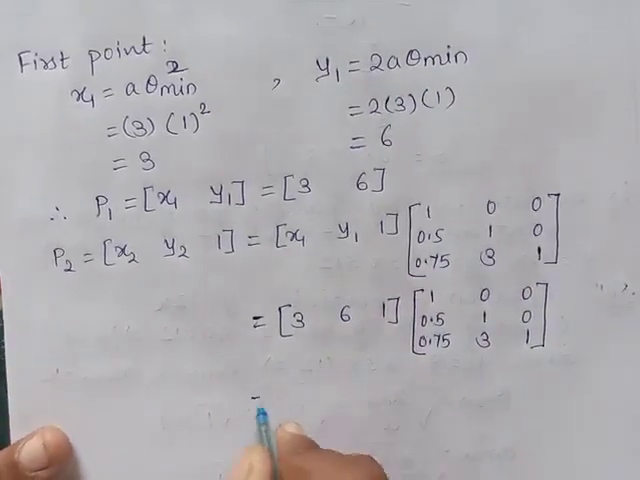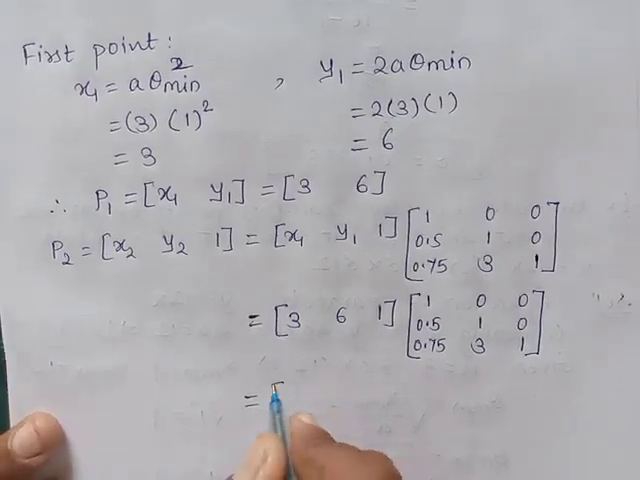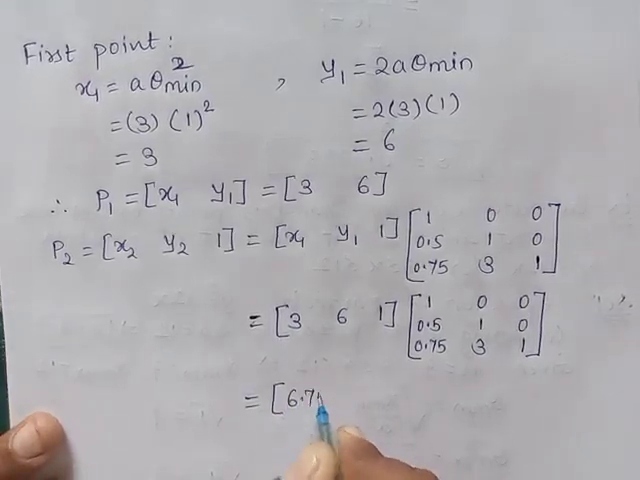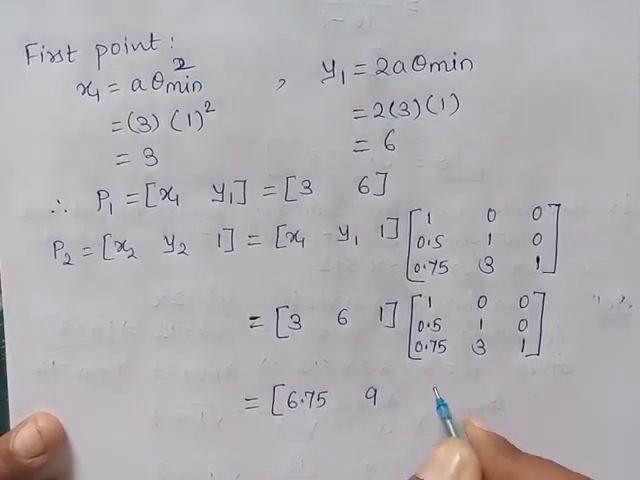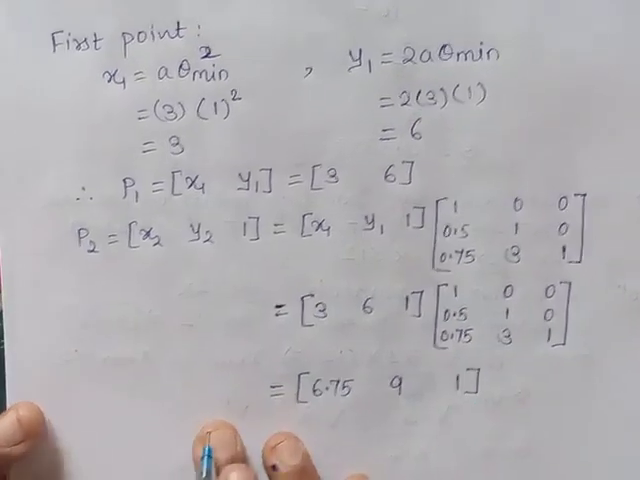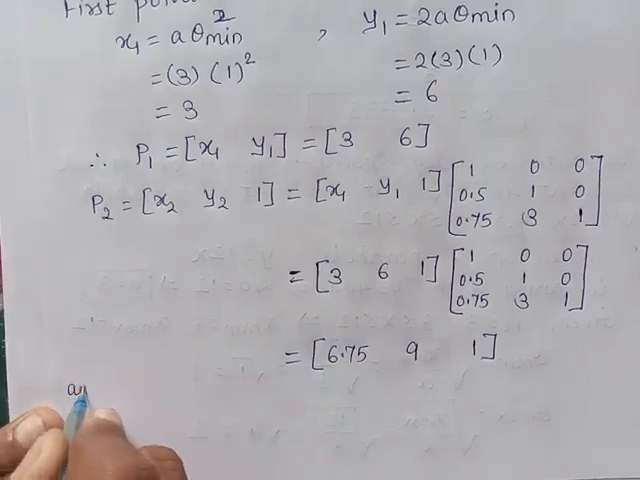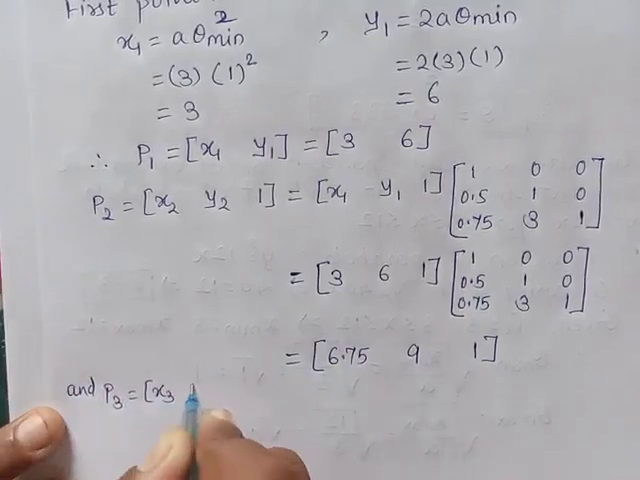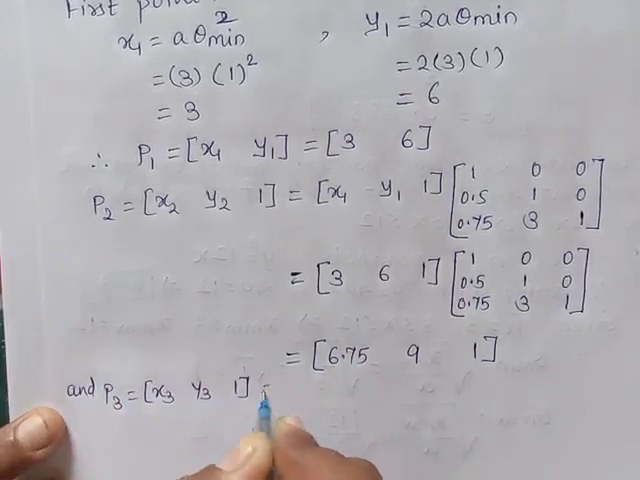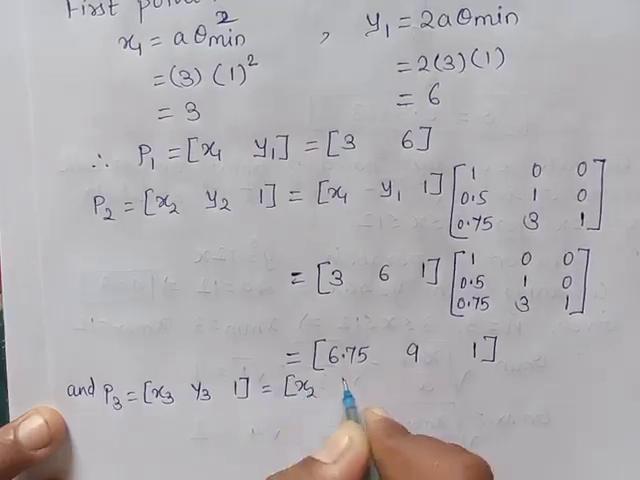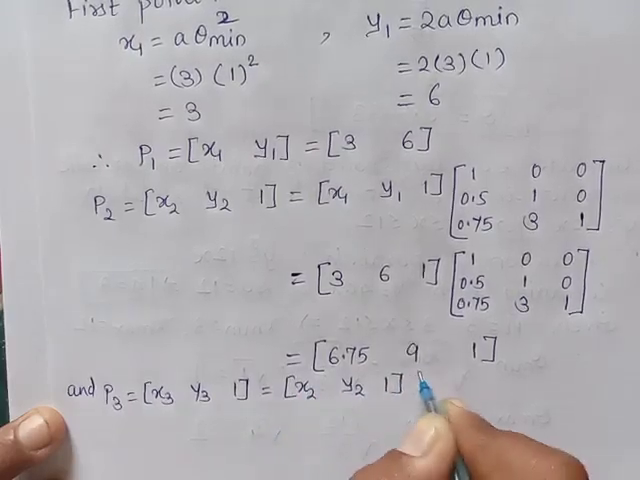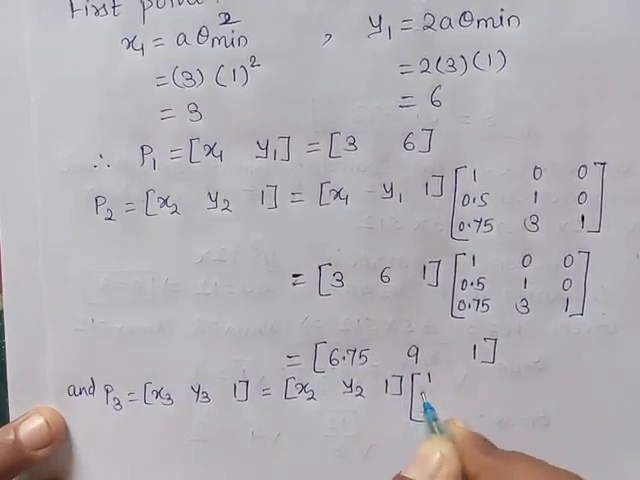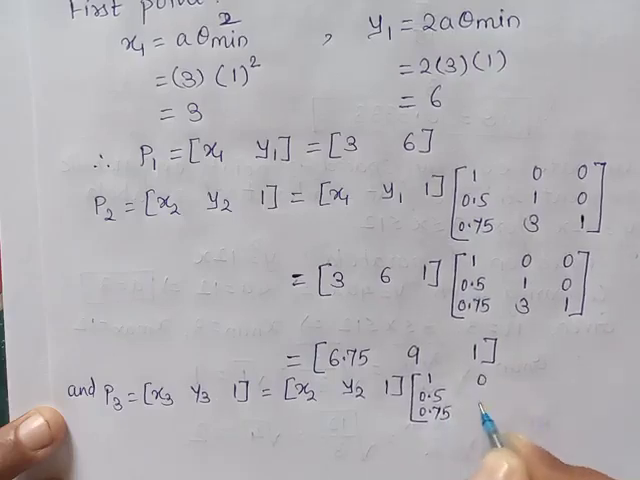So simplifying it, we get 6.75, 9, 1. Again P3, and P3 is x3, y3, 1. So it is x2, y2, 1 into the matrix [1, 0.5, 0.75; 0, 1, 3; 0, 0, 1].